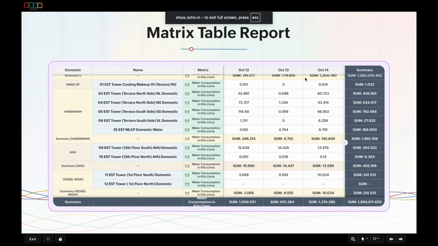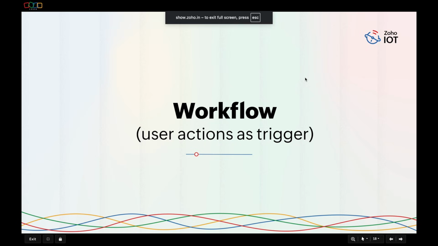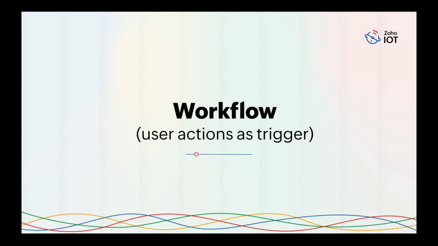So with that, let's move on to the next module, which is workflow. This module has been designed to automate the process wherever user actions are involved. We had seen alarm rules in the earlier part, where based on the data that is incoming from the devices and assets, we were able to define the threshold criteria or any of those comparison criteria, and we're able to do certain actions on that, right?